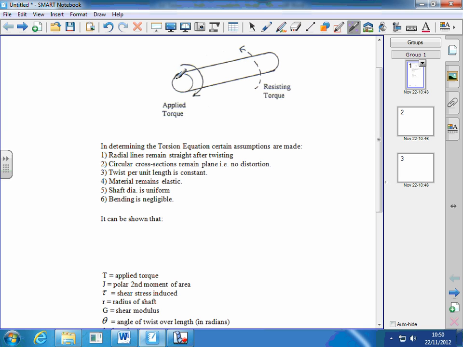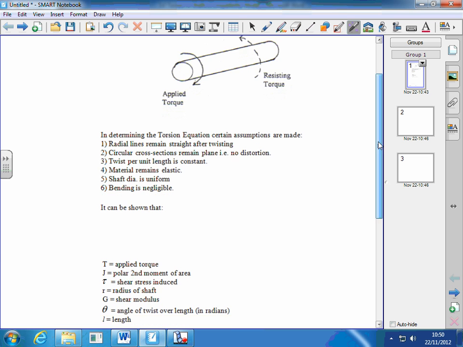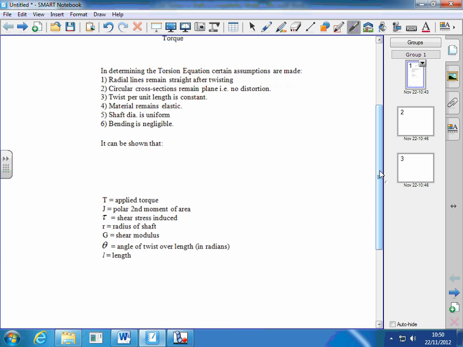Circular cross sections remain plane, no distortion. Twist per unit length is constant, so it's uniformly distributed across the shaft. As you might expect, these sorts of assumptions are being made, so everything's happening over quite small distances. Nothing major is happening. No deforming is going on inside the shaft. So long as that's the case, then we can apply this torsion equation.